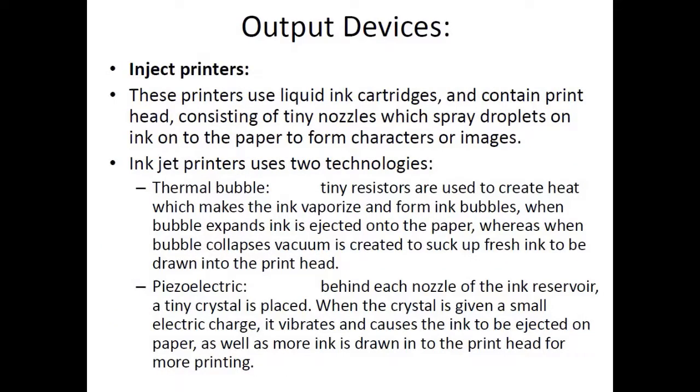Next we have printers, and in our syllabus in the Cambridge we have three types of printers: inkjet, laserjet, and 3D printers. So let's have a look at them one by one. Inkjet printers use liquid ink cartridges, and they contain printheads which consist of hundreds and thousands of tiny nozzles which spray droplets of ink onto the paper to form a character or an image, depending on whatever you're trying to print.